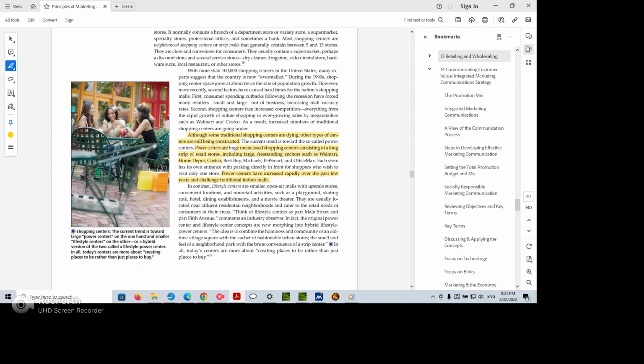In contrast, lifestyle centers are smaller open-air malls with upscale stores in convenient locations and non-retail activities such as playground, skating rink, hotel, dining establishments, and a movie theater. So it's a variety of things to fit a lifestyle of that demographic. If you look at it from a strategic demographical standpoint, that's basically what it is.